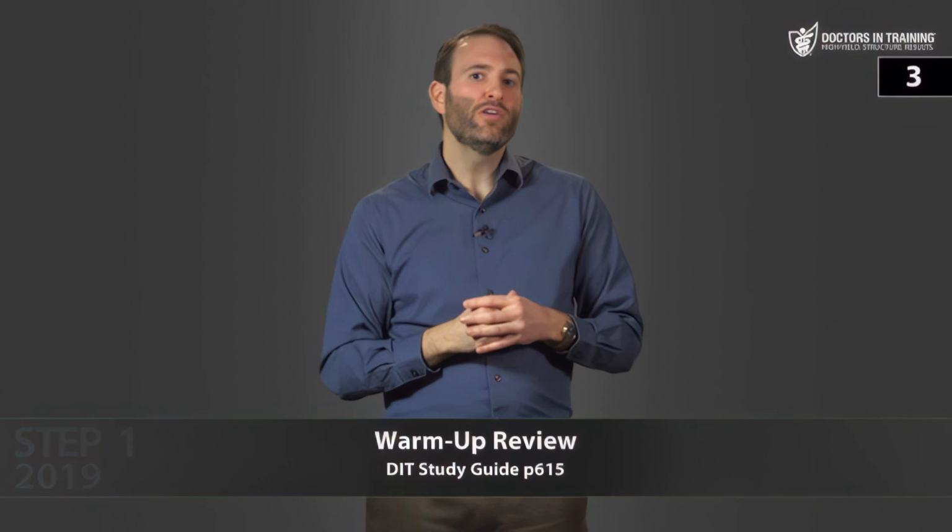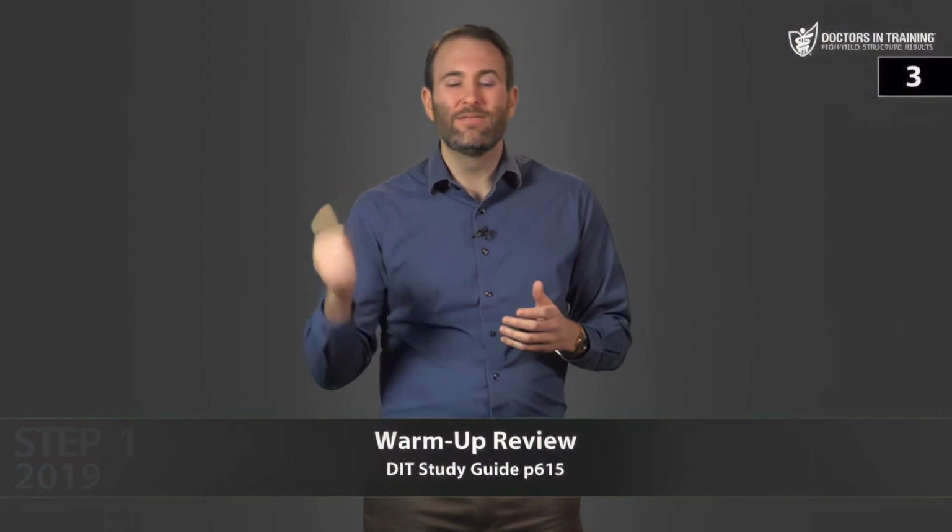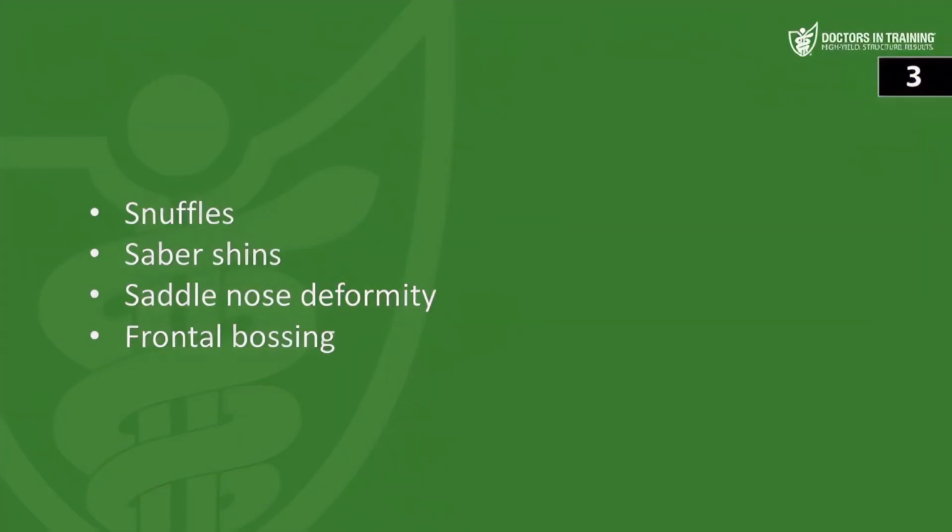Next question. What are the features of congenital syphilis? So there's several things. Think of snuffles. Remember, those are those blood-tinged kind of nasal secretions. Next, we have the saber shins. That's going to be anterior bowing of the tibia. A saddle nose deformity. That's going to be flattening of the nasal bridge or a collapsed nasal bridge altogether. And then also frontal bossing. All right, that brings us to the end of the warm-up. Let's get to that lecture now.